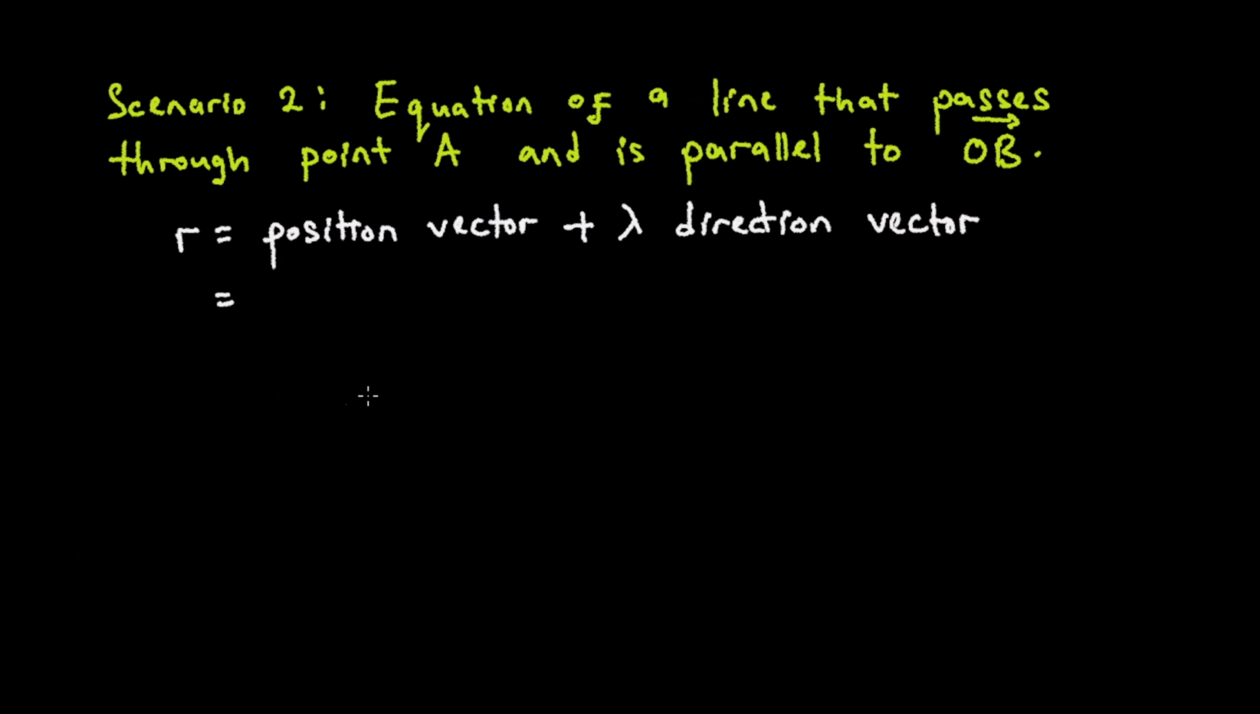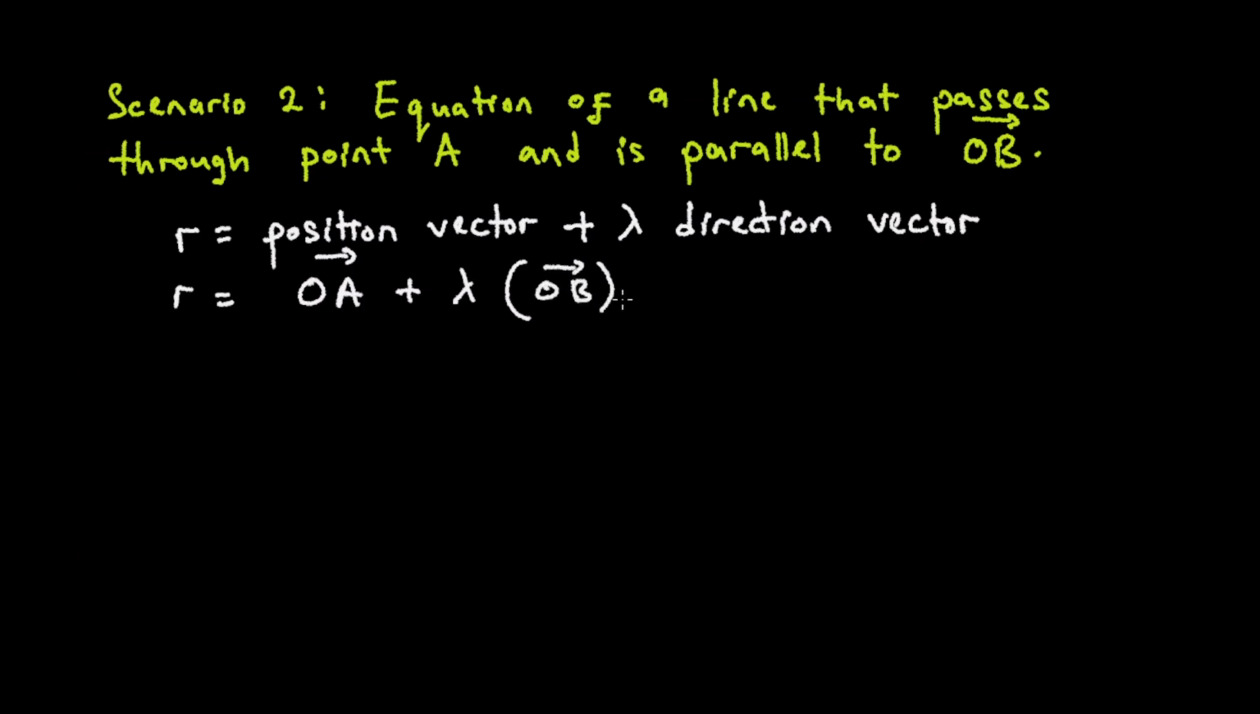What is our position vector? This is a vector that describes any point that the line passes through. Since we have been told that our line passes through point A, it means automatically our position vector is OA plus lambda multiplying. Remember the direction vector, we defined it as what? A vector that describes any direction that is parallel to the line. Since here we are told that the line is parallel to OB, it means OB is our direction vector.